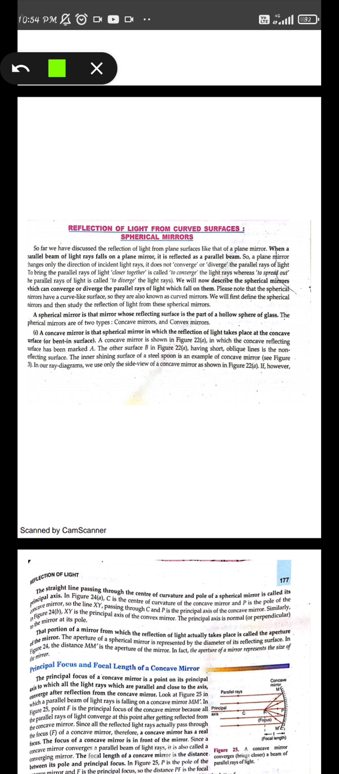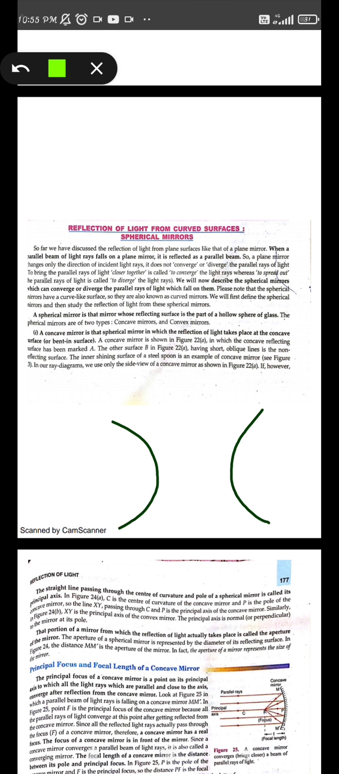To define what the spherical mirror is: the spherical mirror is a mirror whose reflecting surface, that is the part which reflects, is taken from a hollow sphere. It is just a part of the hollow sphere, and therefore it is named a spherical mirror. There are two spherical mirrors which you have to learn in this chapter: one is the concave and the other is the convex mirror. You can see the figure, this is the concave mirror and this is the convex mirror.